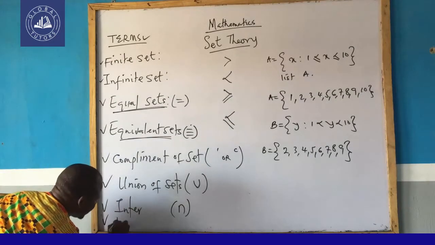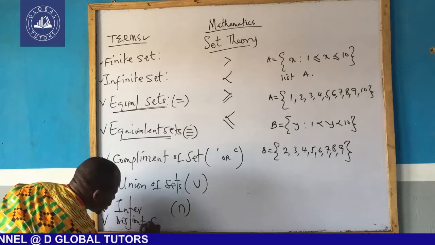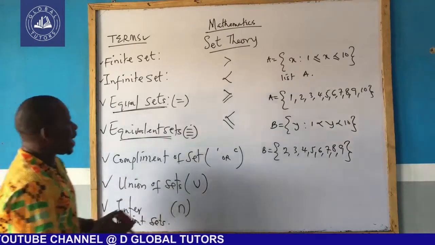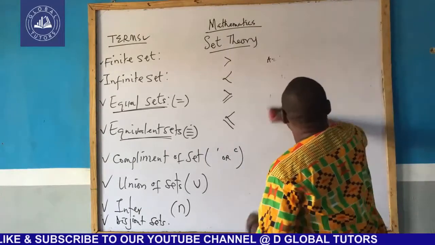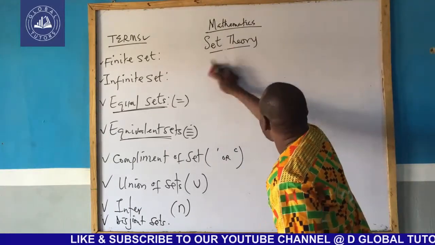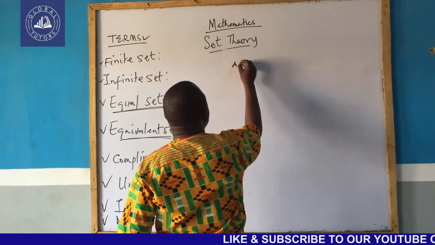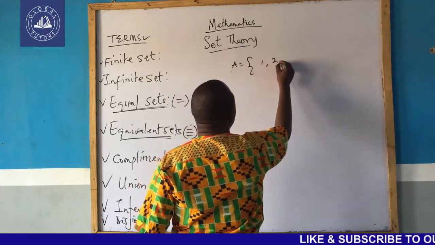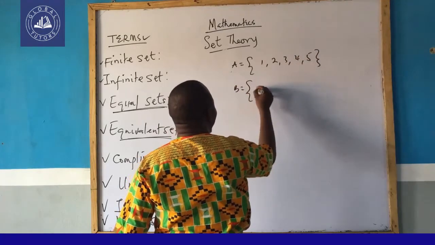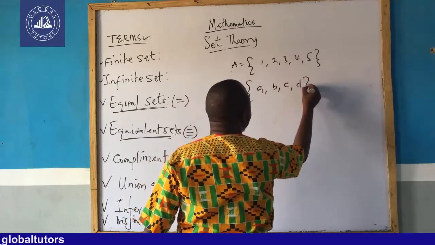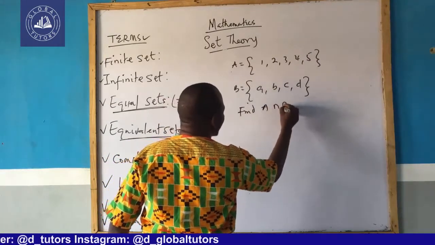The last term I want to take in this video is called disjoint sets. Now, I will give you an example, then we can see what it means. I have set A. It has 1, 2, 3, 4, 5. I have set B. It has A, B, C, D. My question now is, find A intersection B.